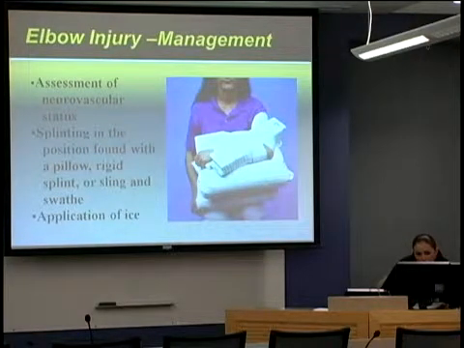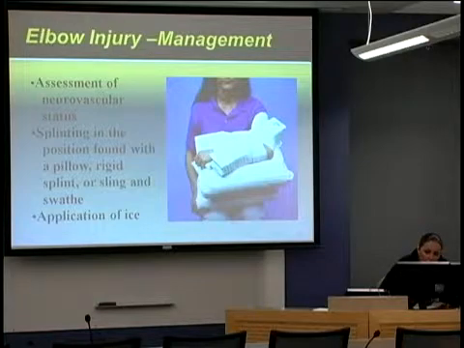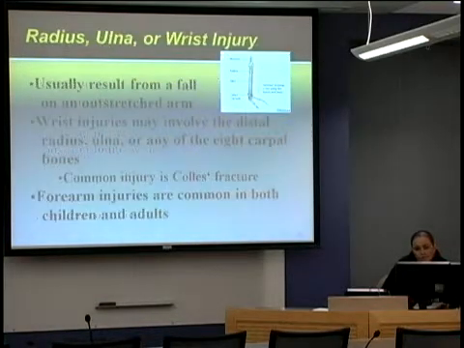Management of the elbow injury starts, again, with neurovascular status. Splinting in the position found with a pillow, rigid splint or sling and swath. And ice.